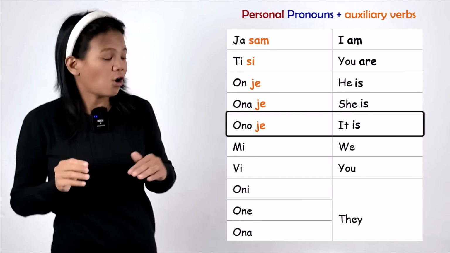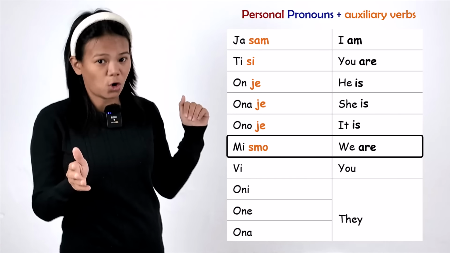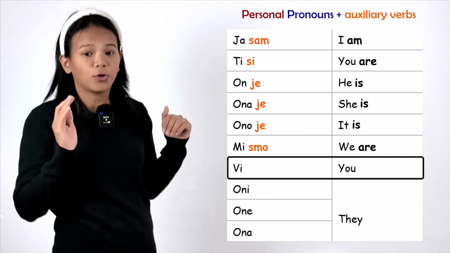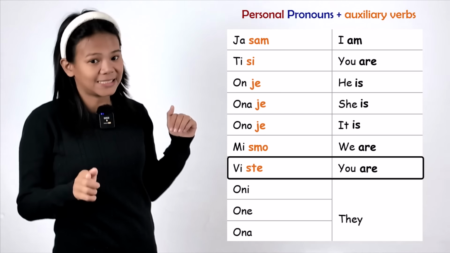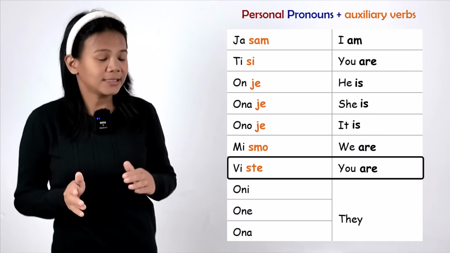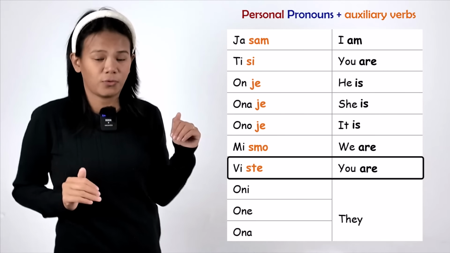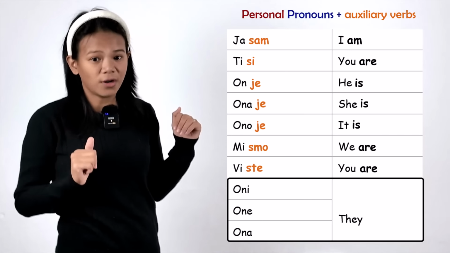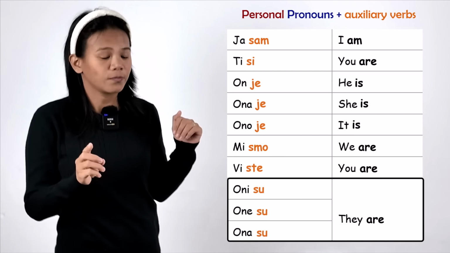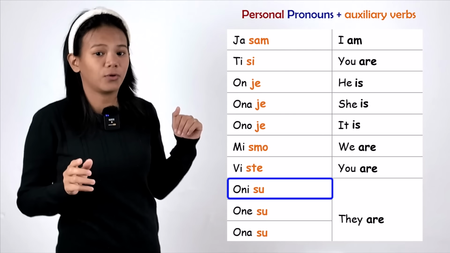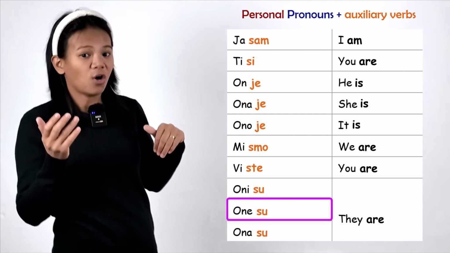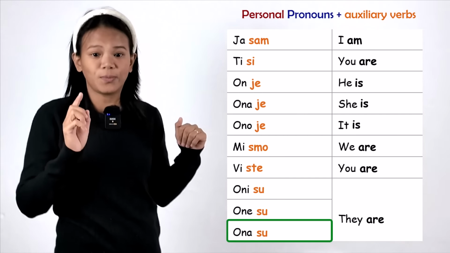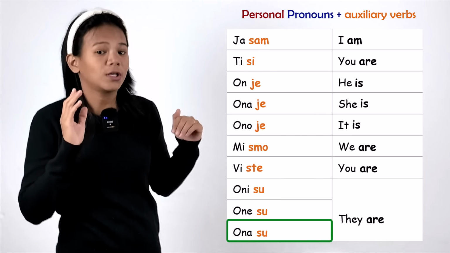The partner of mi is smo. So, mi smo means we are. For vi, the partner is ste. So, vi ste is you are in plural form. For the third person plural oni, one, and ona, the partner is su. Oni su means they are for all males or a mixed group. One su means they are for all females. Ona su means they are for all neuter.